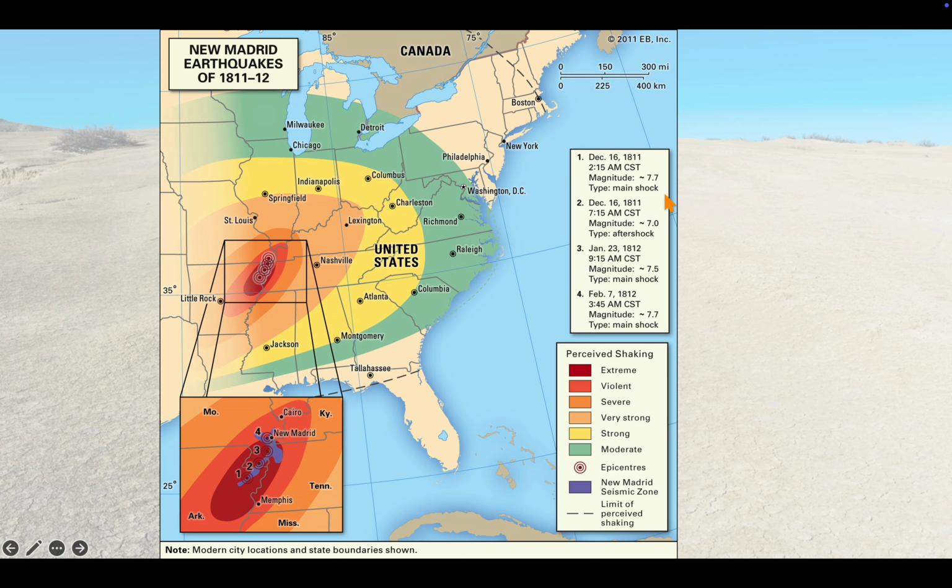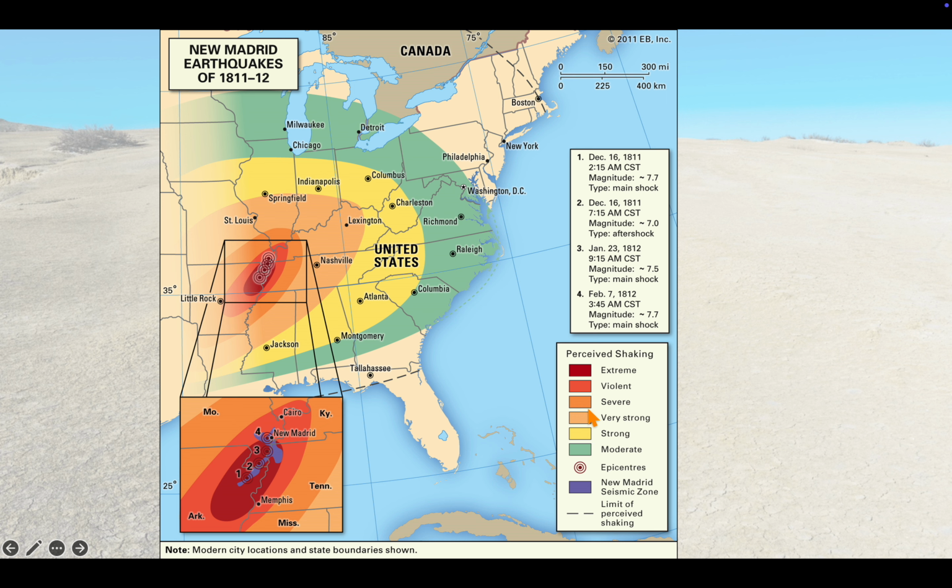So, here are some dates, and we will actually be reading about some people that dealt with this, actual diaries or articles that talk about what happened during the New Madrid earthquakes. So December 16th at 2:15 a.m. and 7:15. Now this is the main shock. This was an aftershock. And then again, January 23rd, we had another main shock, and February 7th, another main shock. And our magnitudes are 7.7, 7.0. So these are all pretty strong earthquakes.